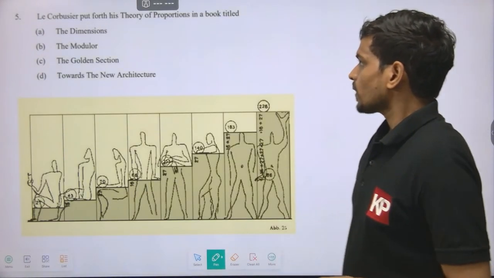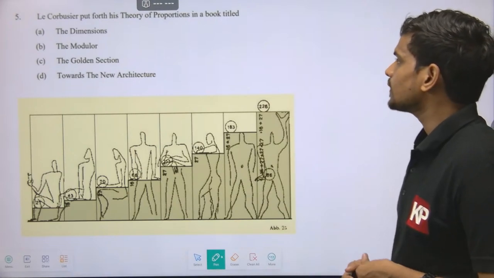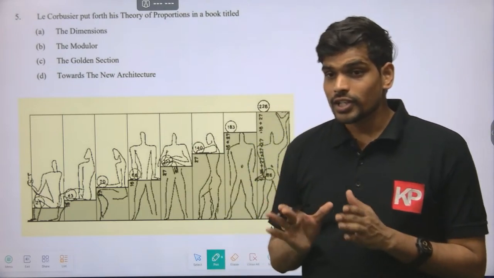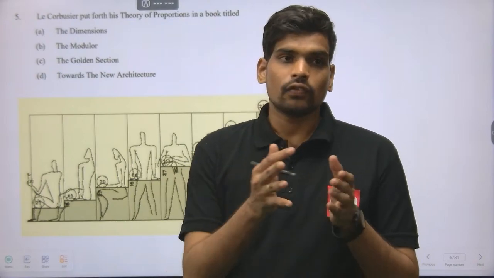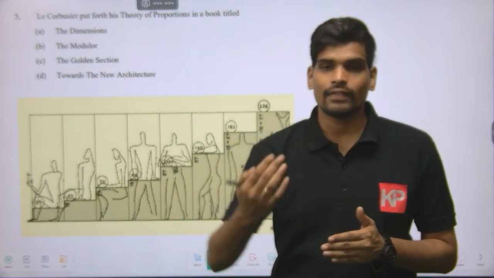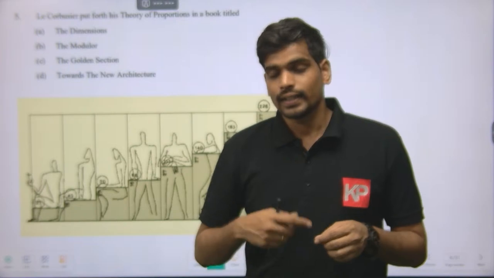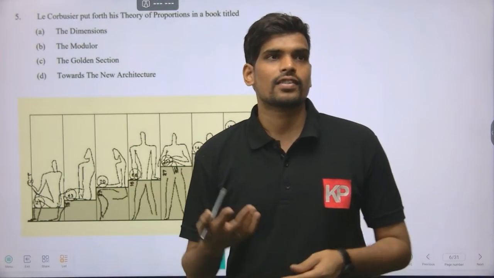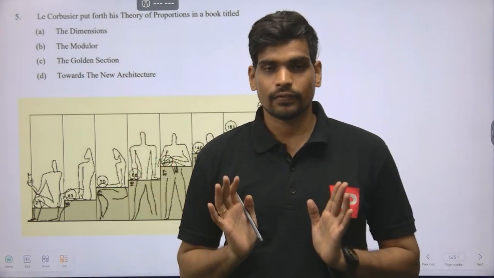Now moving on, the fifth question. Le Corbusier put forth his theory of proportions in a book titled... This question is not only basic. Generally in competitive exams, you get questions where they give you the name of a book and ask who the author is. Now, this is a next-level question. It's not only where they ask the name of the author of a book. They're asking what is written in which book. So you should also have a brief idea. It's not just like, okay, Image of the City is written by Kevin Lynch, I know that, and I'll just stop over there.